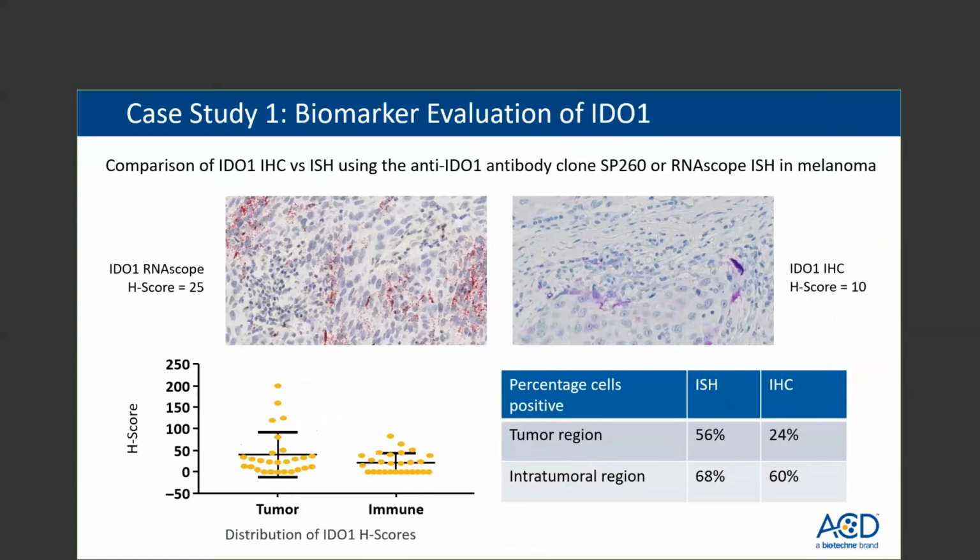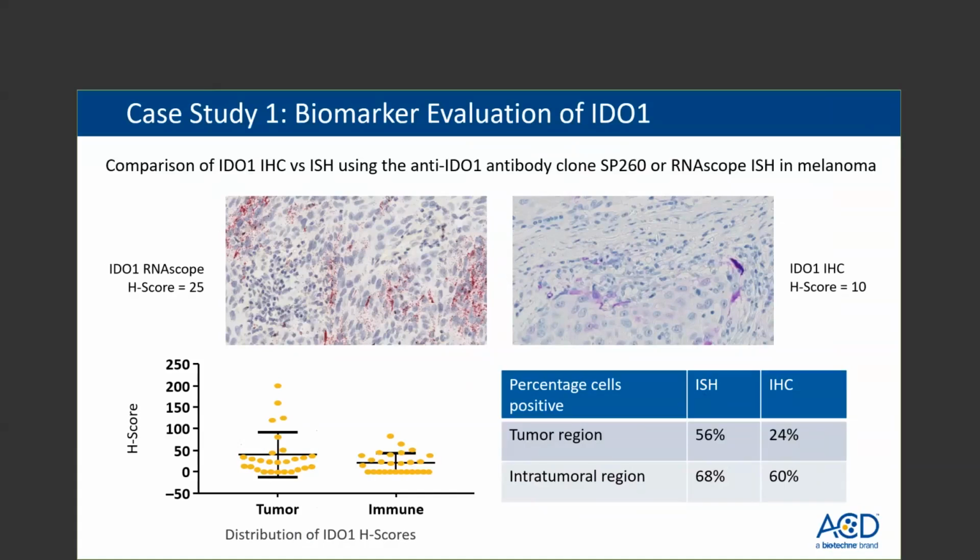Here we would like to show you the comparison of IDO1 IHC with IDO1 ISH, using anti-IDO1 antibody clone SP260 or RNAscope ISH in melanoma. You can see it is quite obvious that in the image on the left-hand side, the red dots representing IDO1 using the RNAscope assay are much more prevalent as compared to the staining performed using the IDO1 antibody. A scoring methodology was developed to classify IDO1 expression in tumor cells, immune cells, and the immune cells infiltrating the tumor in the peritumoral region.